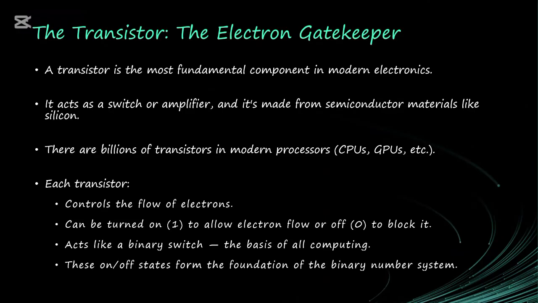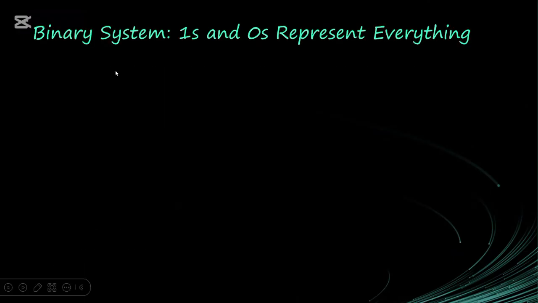Now, these on and off states form the foundation of the binary number system. Remember that computers use the binary number system. They don't use decimal or octal or hexadecimal. No, they use the binary system, so it is through these zeros and ones. Remember, the binary system is 0 and 1. So the on and off of these transistors will give us either 0 or 1. Do you understand it? Don't worry, as we go on, you're going to understand better.